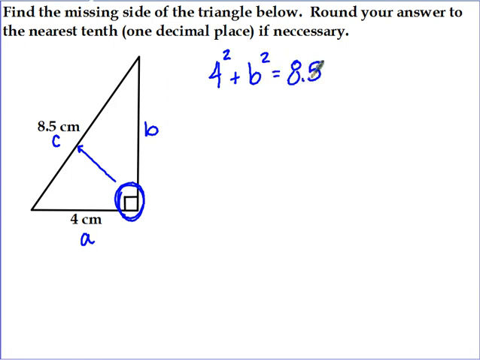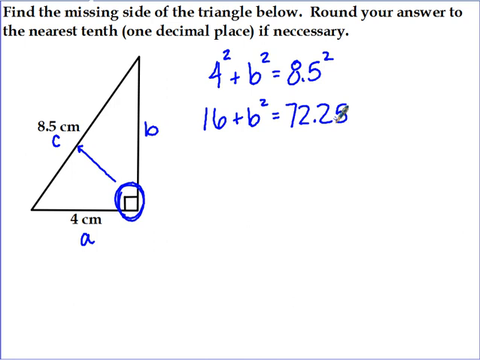So now I have to solve for B. So this solving is just a little bit different. The first thing you want to do is square our numbers. So 4 squared is 16. And 8.5 squared is 72.25. Okay, and that's just by plugging it right into your calculator. And if you're having trouble finding the square button, just call me over and I'll show you where it is.